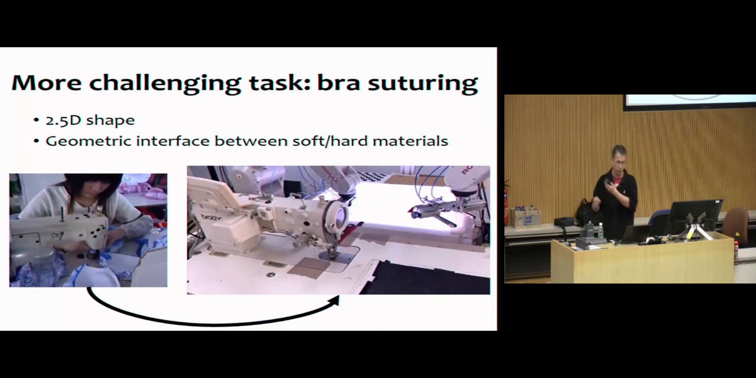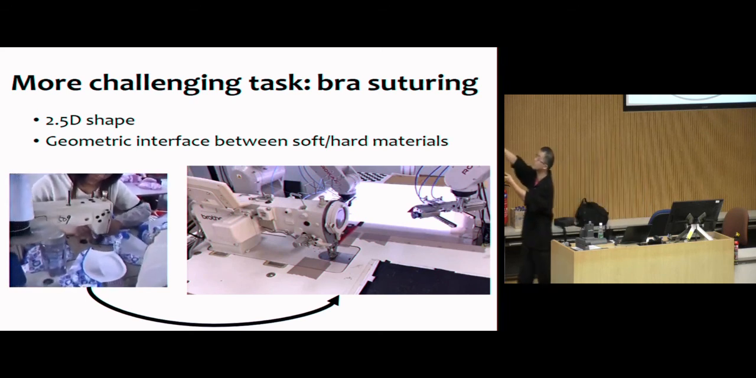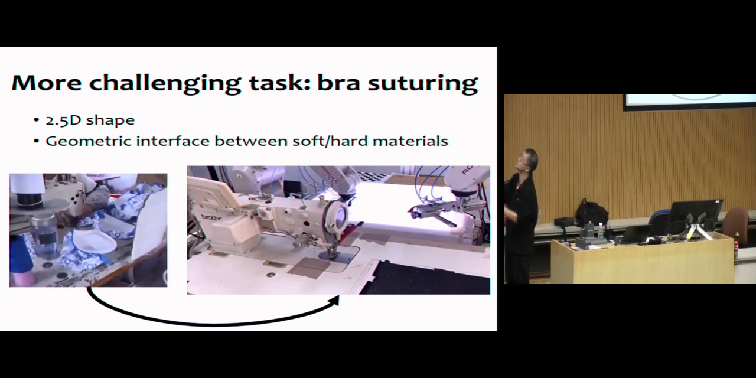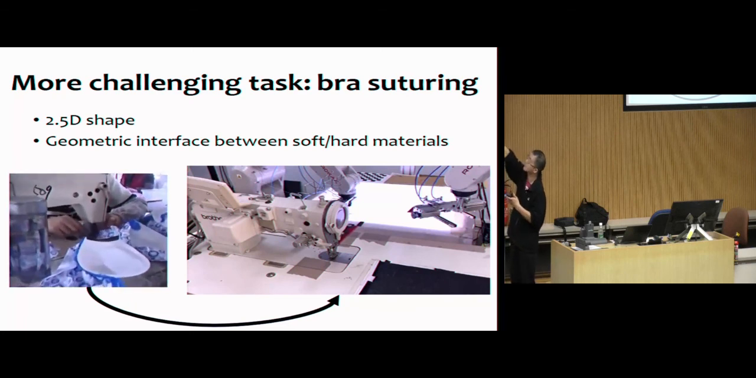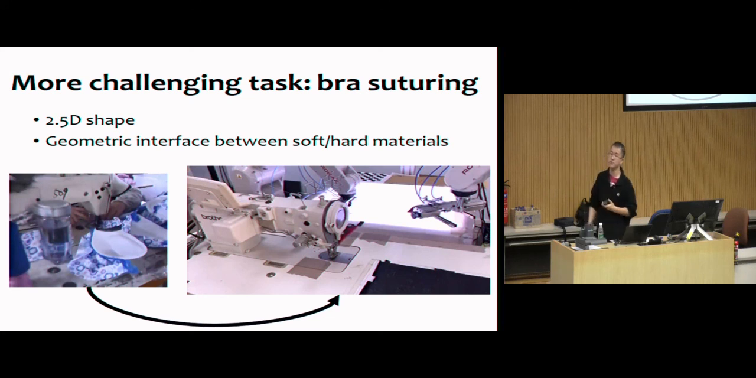For example, bra suturing. We have some ongoing projects on this. On the left, as you can see, this is a human worker suturing a bra. It is relatively complicated because it has two materials. These two materials are combined together, and eventually it makes a 2.5D shape. It is not a plane shape.